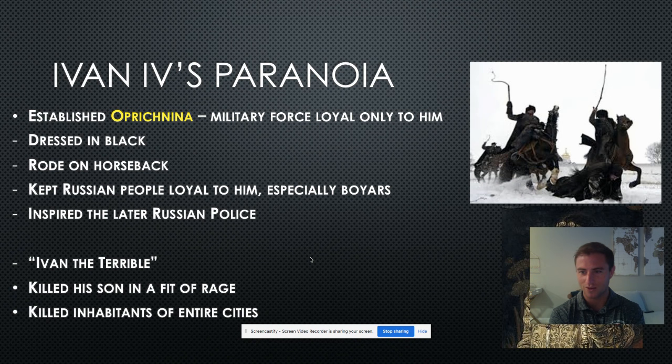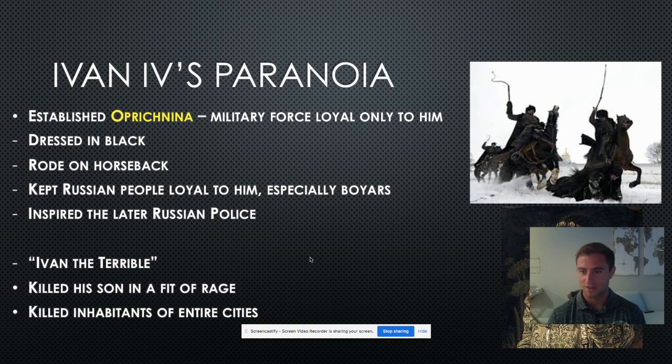And so he is going to do one thing that has a very lasting impact on Russia, and that's establishing the Oprichnina, which is Russia's first secret police. It's this military force of men in black that rode black horses that answered only to Ivan. And if someone was speaking out against Ivan IV or perhaps plotting to overthrow him, he would use the Oprichnina to come in and watch the boyars, arrest the boyars. This is what is going to inspire the secret police in Russia.